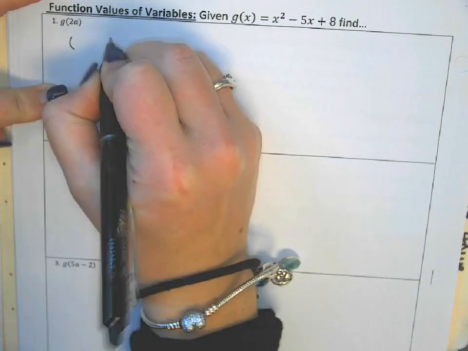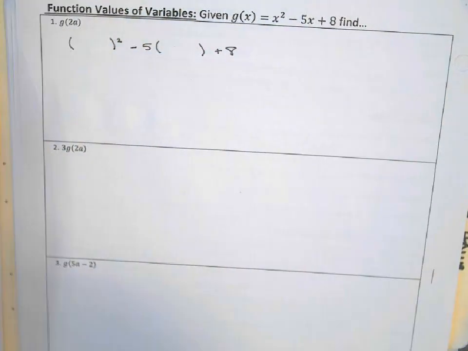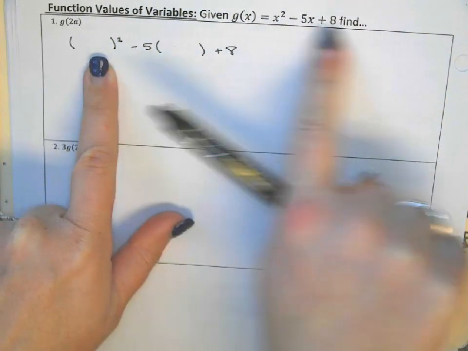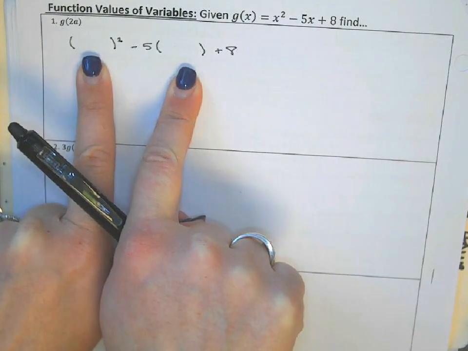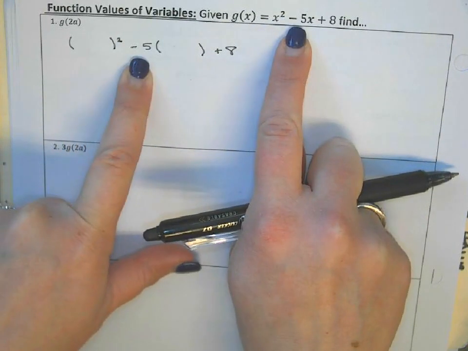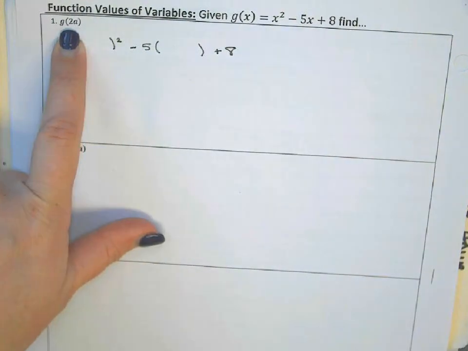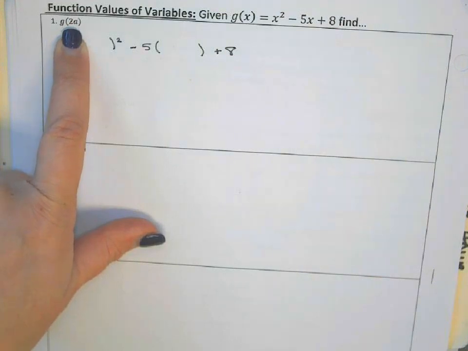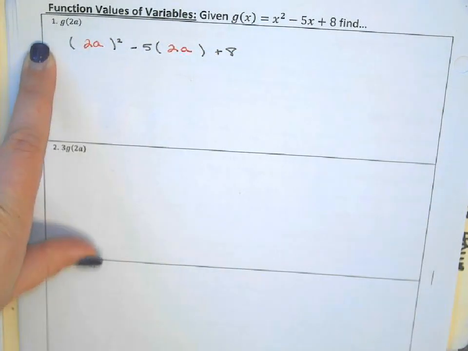It is x squared minus 5 times x plus 8. I write it out like that first. It's exactly what I wrote here. I just put parentheses everywhere there was an x. So far, so good. So I have x squared minus 5x plus 8. And then I want to go through, and what did I replace instead of g of x? I now have g of 2a. So instead of x, I'm going to replace all those x's with 2a.